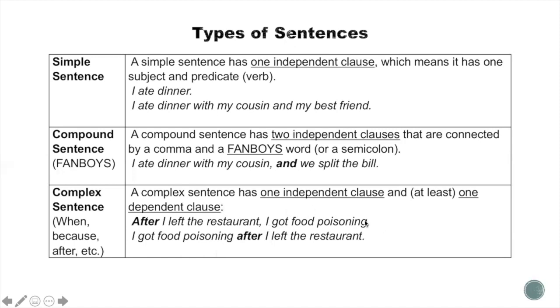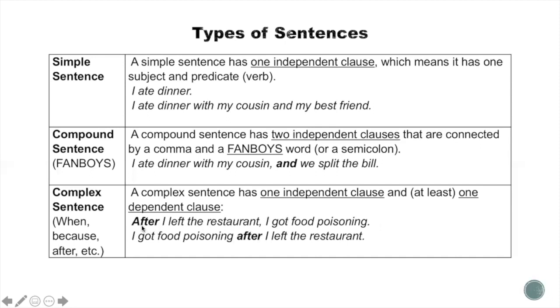We know the relationship between the two, and it sounds more interesting than just having two simple sentences. We can also use that connecting word after in between the two complete sentences. I got food poisoning after I left the restaurant. And so if we think it sounds better that way, it's fine to use that connecting complex word after in the middle between the two.